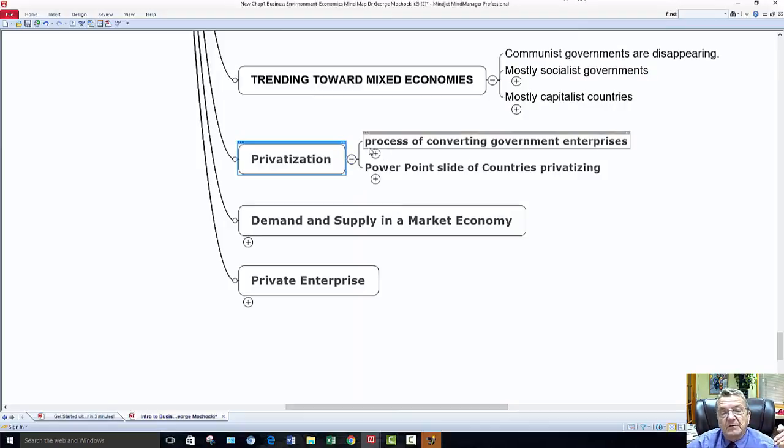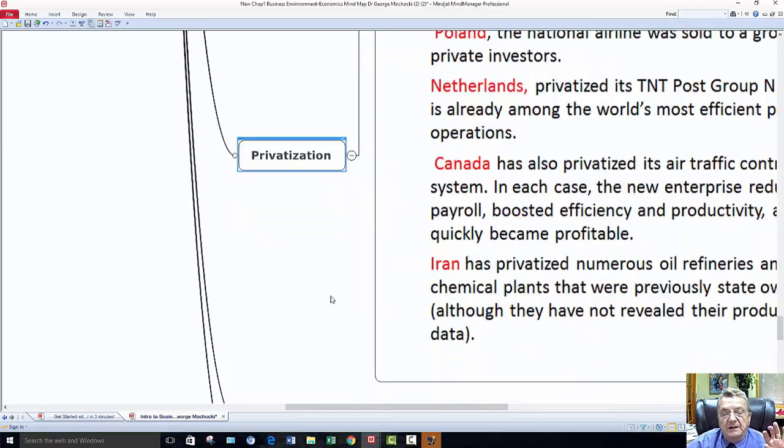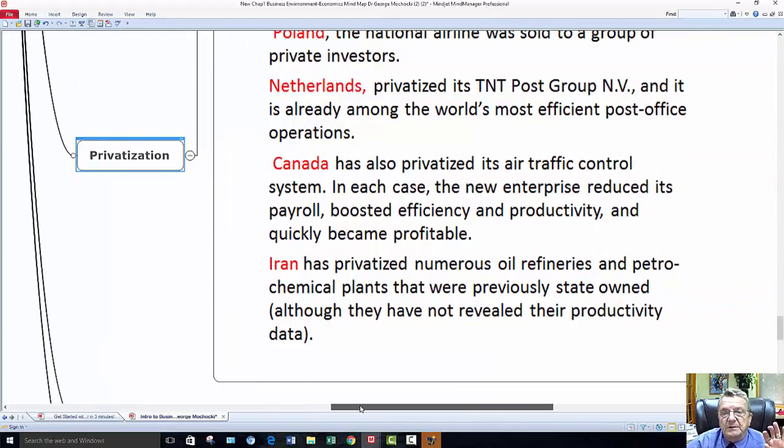So, privatization, remember, English is a second language for me, okay? It's the process of converting government into enterprise. Russia went into that a little bit, and I'm not going to go into that, but you can read some of the history, what they went through. China saw what happened. China is still going through privatization, but they're basically monitoring it. You know what I mean?